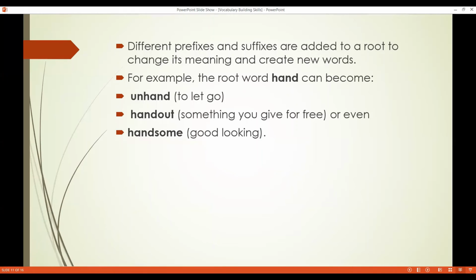Different prefixes and suffixes are added to a root to change its meaning and create new words. For example, the root word hand can become unhand, that is to let go, handout, something you give for free, or even handsome, which is good looking.